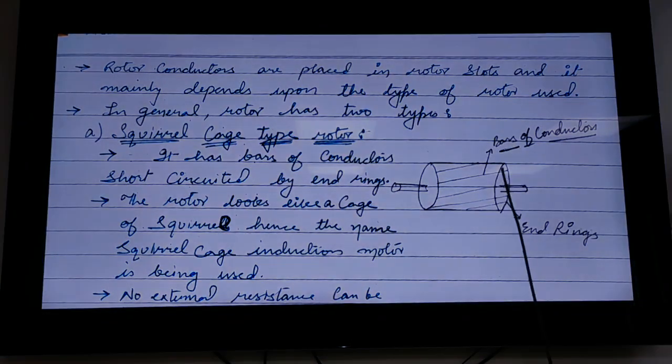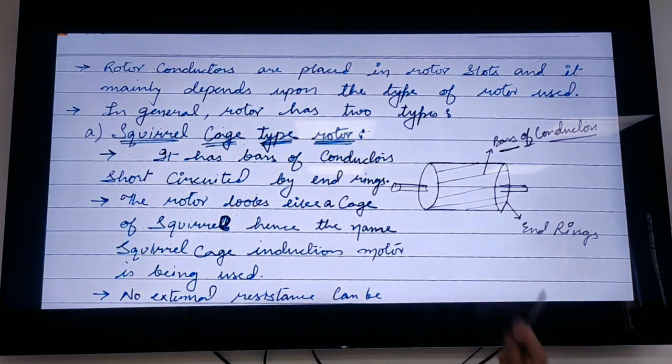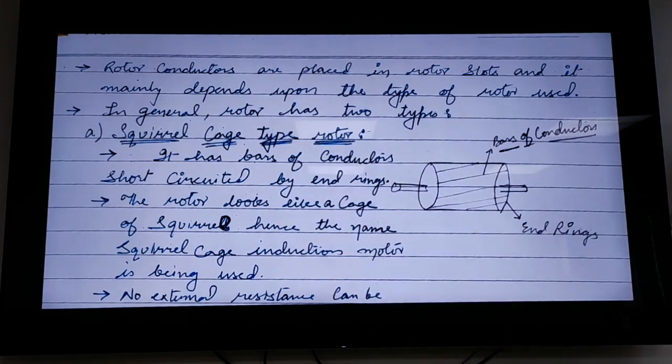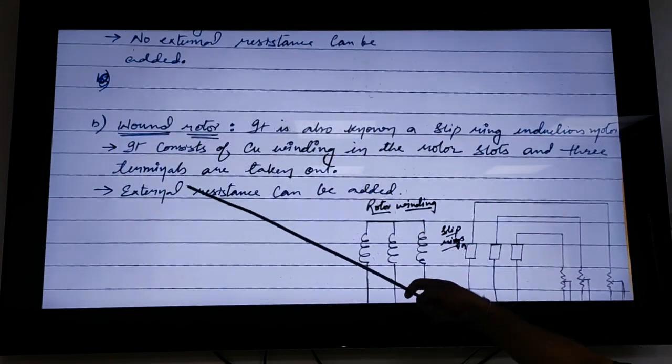This is the type of rotor. End rail, one end rail, bars of conductors, and this is the shaft, the shaft on which the whole rotor is lying. Now the shaft is rotating. Whatever is fixed to the shaft will be rotating as well. So the shaft is a part of the rotor, this core is a part of the rotor, and these windings are a part of the rotor.